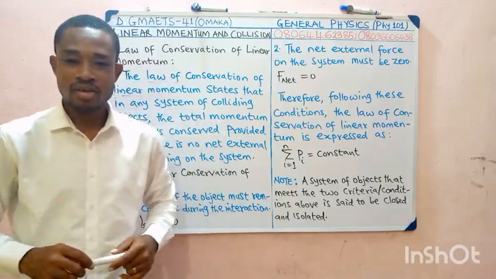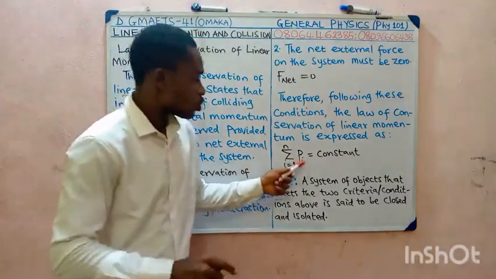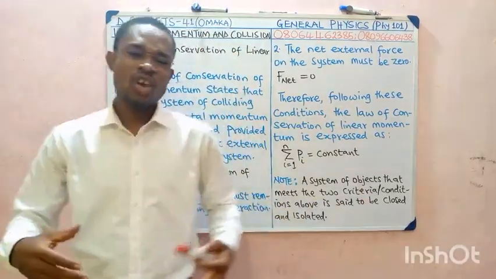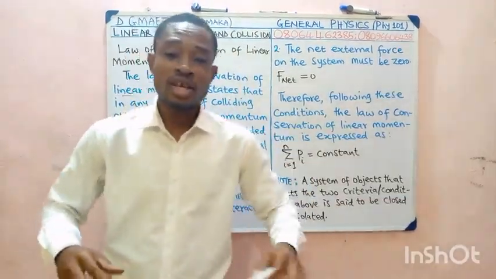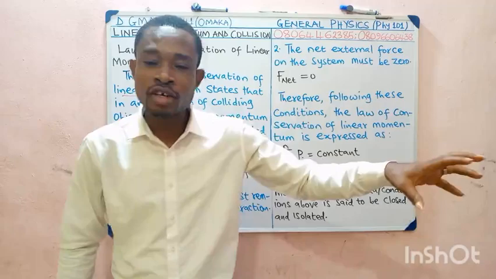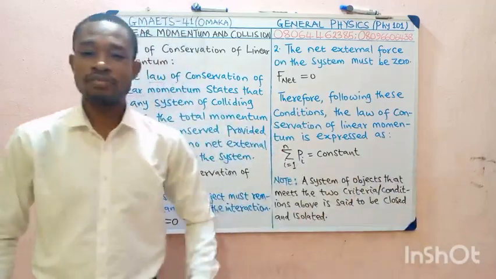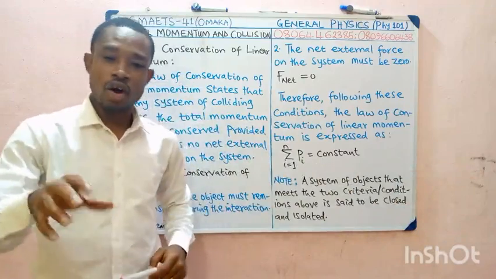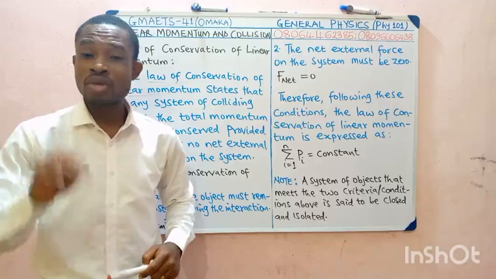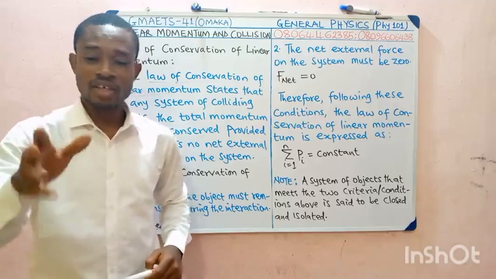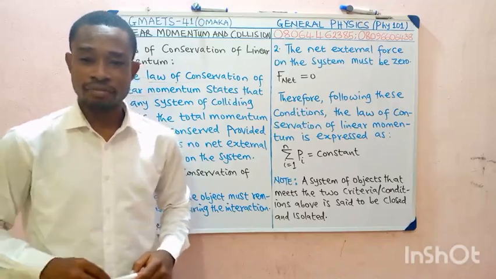Is that okay? Now, if you sum all the momentums, it should be equal to what? A constant. And of course, for something to be equal to a constant, it means that the initial value of that quantity will be equal to the final value of that quantity. Take note of that, because in the next video, we're going to establish the law of conservation of linear momentum mathematically in terms of two objects that are interacting, that are colliding.